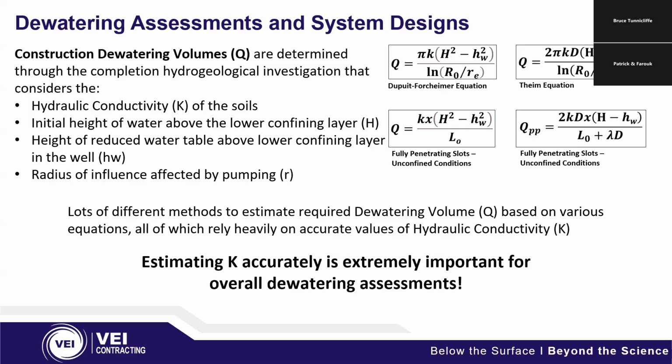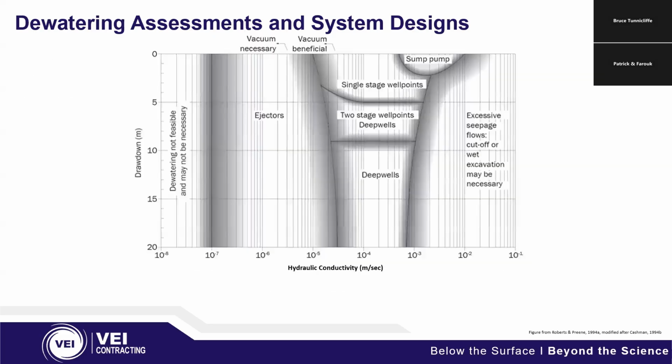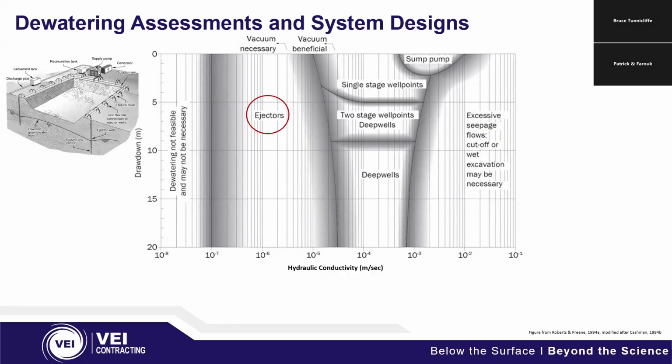So the big takeaway from that is estimating K accurately is pretty important for the overall dewatering assessment and overall accuracy. To show you that, I have this little figure here that shows hydraulic conductivity on the X, and the drawdown that you're trying to achieve on the Y. If you look at the first one, the eductors, that's for relatively lower conductivity sites. These can achieve drawdown to various depths. That's when they're most applicable.